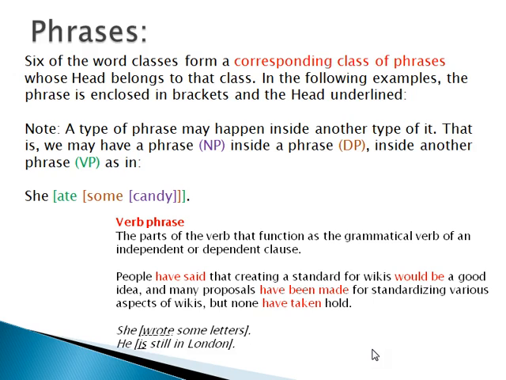Have said, in the example below, have said, and people have said that, is a verb phrase. Have been made is another verb phrase. And so is have taken. Okay? And now we can take a look at the examples. Here, she wrote some letters. Okay? What are those brackets? They are not isolating the verb phrase. They are isolating the predicate.